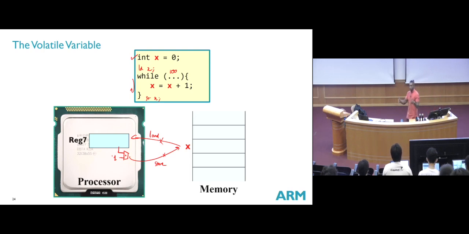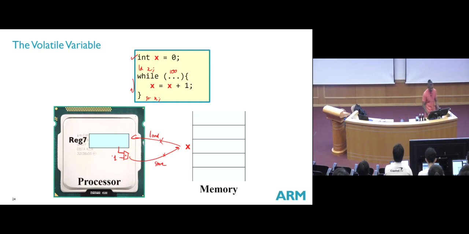Because it is still logically correct. The x value is still retained in my register. I still do the correct computation, but when I finish everything, then I write back. So this is how the compiler will normally optimize your code for you, to minimize memory access. This is normally how it works, and it is fine in an environment where there is no alternative way of updating this memory location.